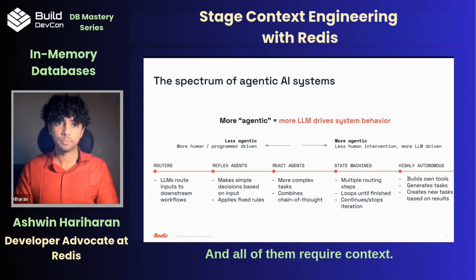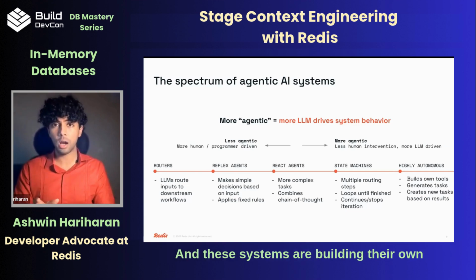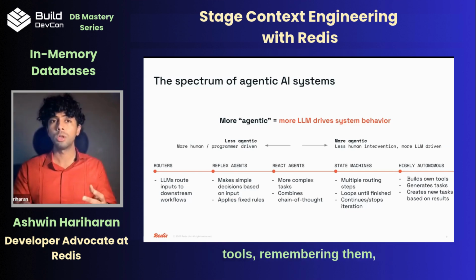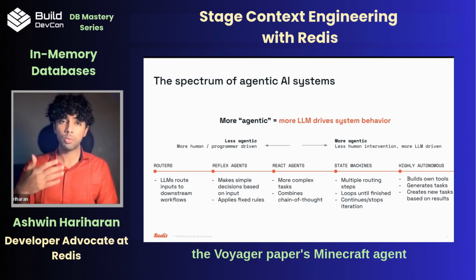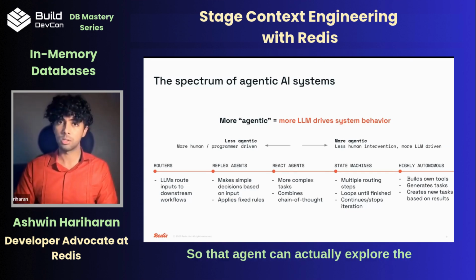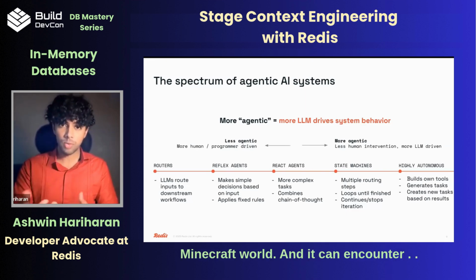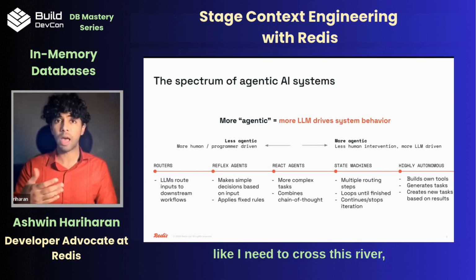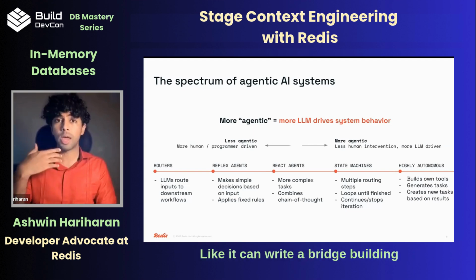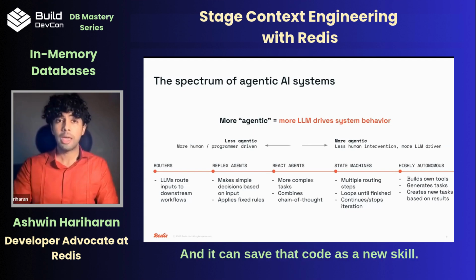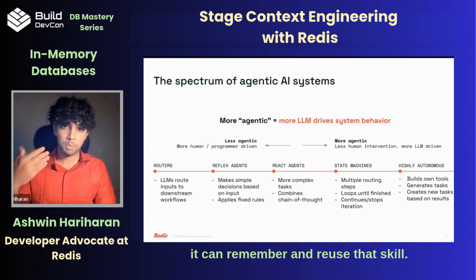And at the far end, we have autonomous agents, right? And these systems are building their own tools, remembering them and using them in future steps. For example, the Voyager paper's Minecraft agent is perfect here. That agent can actually explore the Minecraft world, and whenever it encounters a new challenge, like I need to cross this river, it's going to write its own code to solve it. Like it can write a bridge building function, and it can save that code as a new skill. And later when it sees water again, it can remember and reuse that skill.